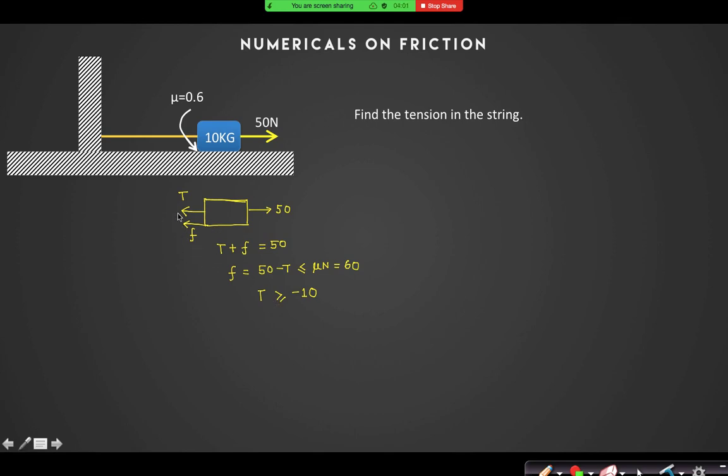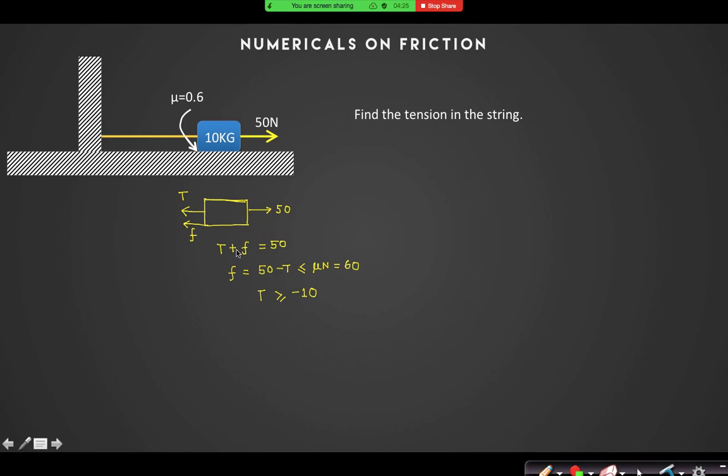For example, if you take the tension to be 10 Newton, it also satisfies, because tension is 10 Newton and friction is 30 Newton. That is also possible, right? But do I take the tension to be 10 Newton as my answer? No, I will not. I will take the tension to be 0 Newton in this particular case. What is the reason behind that?